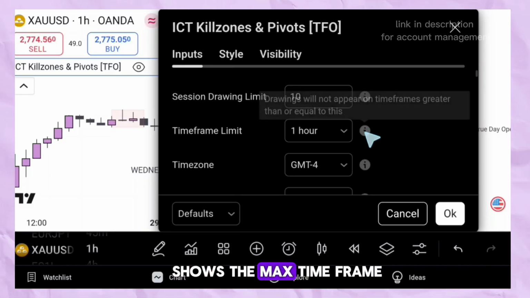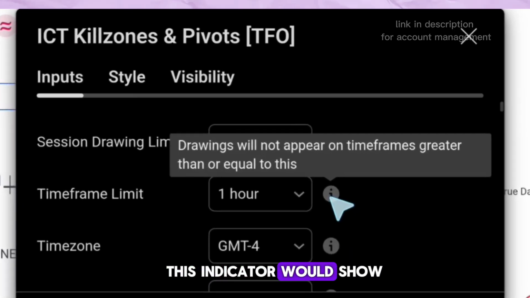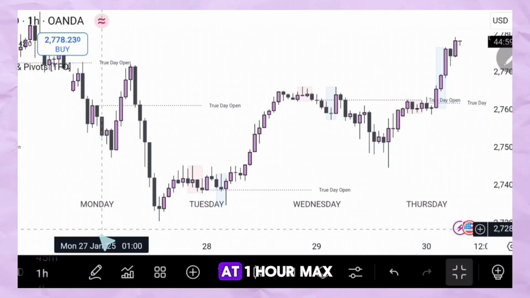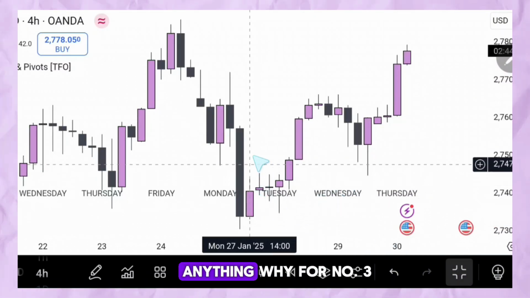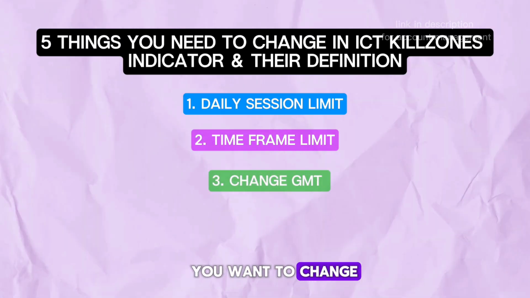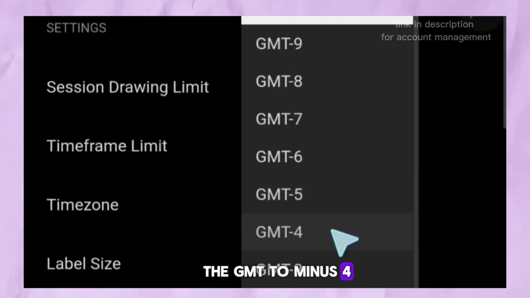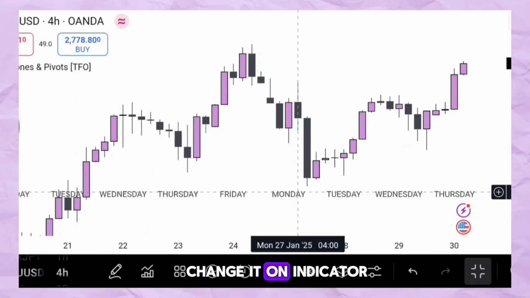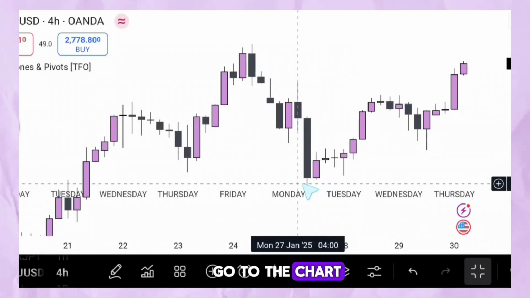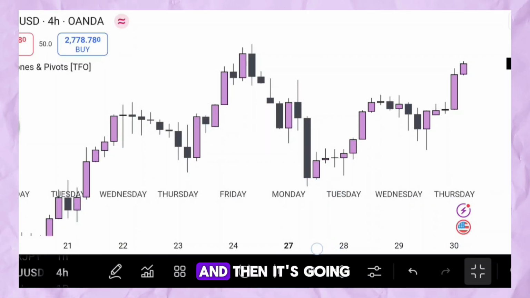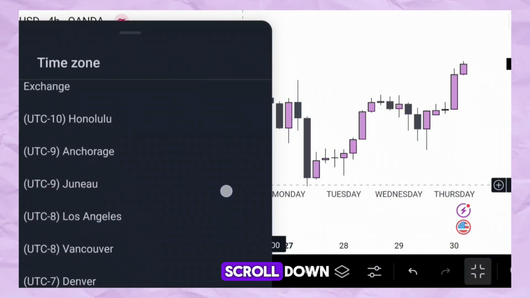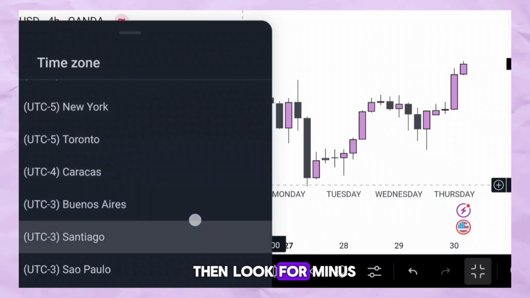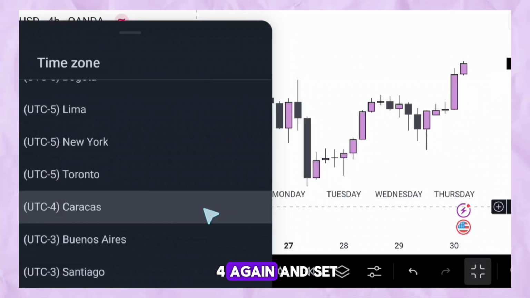Number 2, time frame limit. This shows the max time frame this indicator would show on. So if you set it at 1 hour max and switch to 4 hour, you will not see anything. While for number 3, you want to change the GMT to -4, and also don't only change it on the indicator. Instead, you want to go to the chart, hold this point there, and then it's going to bring something like time zone.